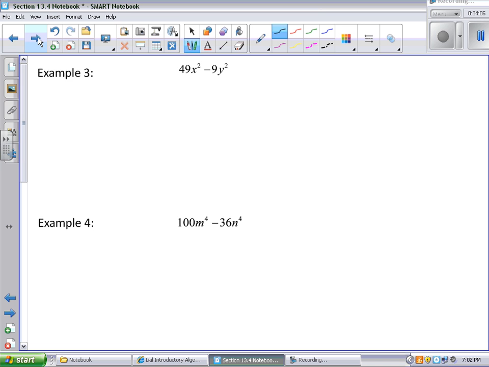Let's do a couple more examples. Can I write 49x squared as something squared? Minus, can I write 9y squared as something squared? You multiply 7x times 7x, you will get 49x squared. And if you multiply 3y times 3y, you will get 9y squared.